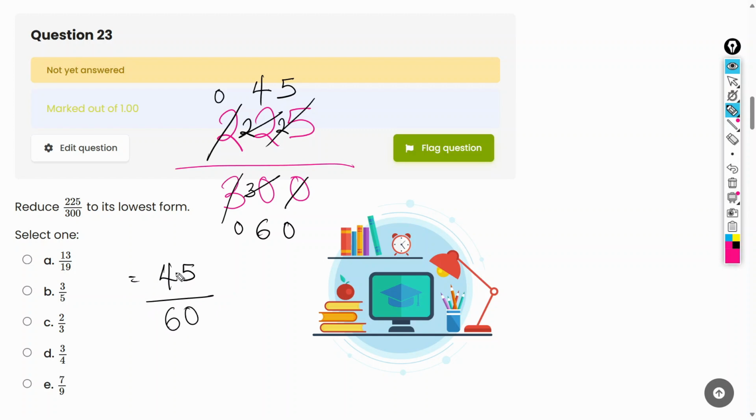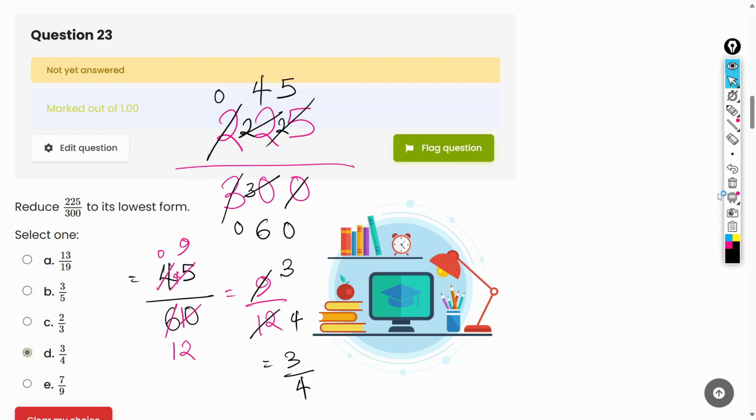5 into 45, 5 into 4, 0 carry 4. 5 into 45 is 9. 5 into 6 is 1, remainder 1, 10. 5 into 10 is 2. That's 9 out of 12. We can divide by 3. 3 into 9 is 3. 3 into 12 is 4. So we have 3 over 4. We cannot break this down any further. So 3 over 4 is the lowest form.